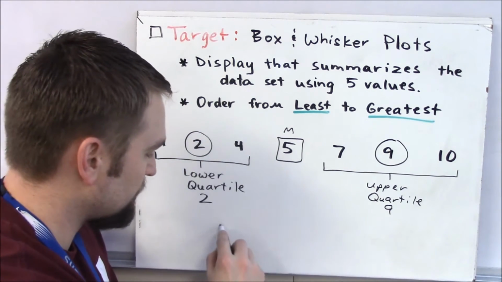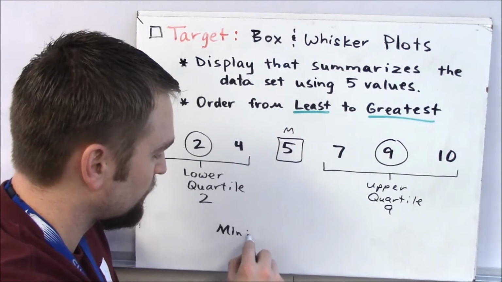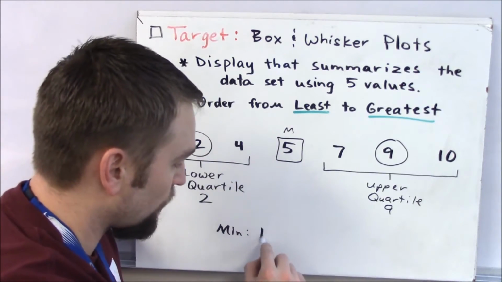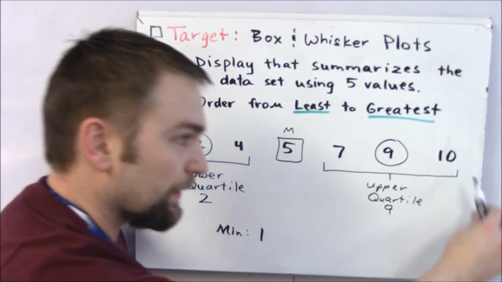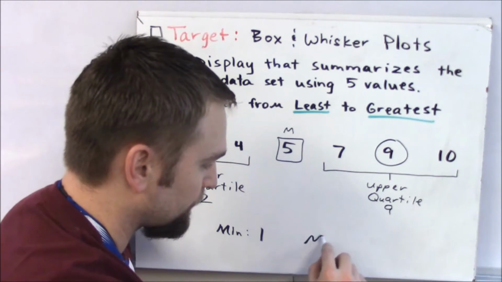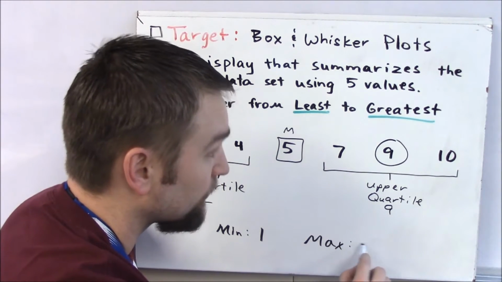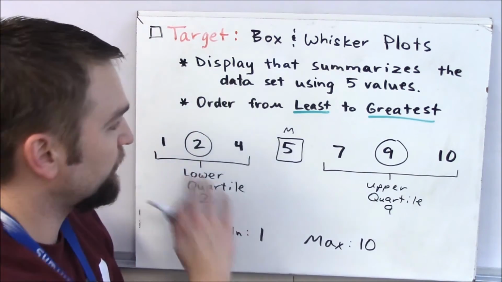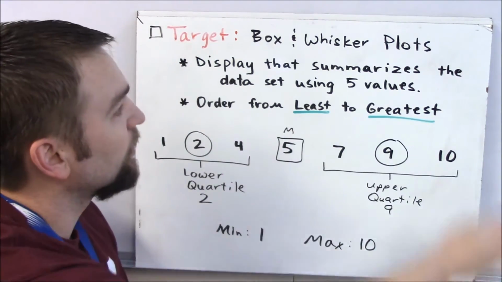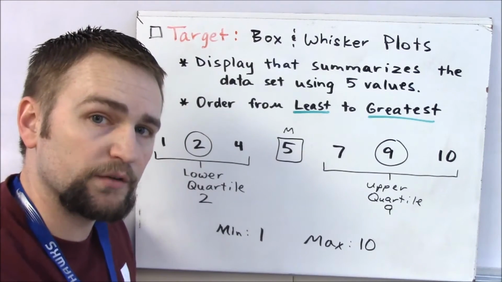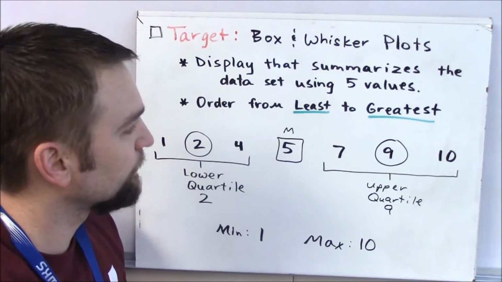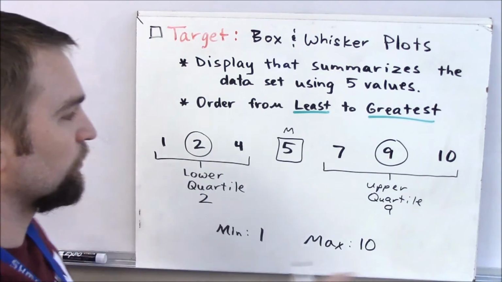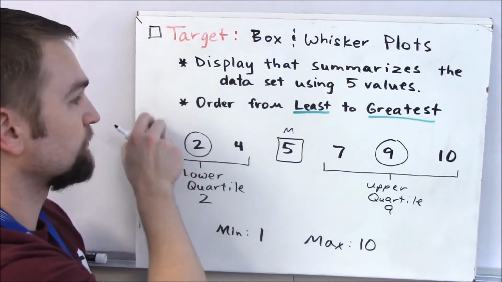We'll call that the minimum, which in this case is 1. That's our lowest. And then our maximum data is 10. This information is going to help us when we plot and create our box and whiskers graph. So we'll remember this information.